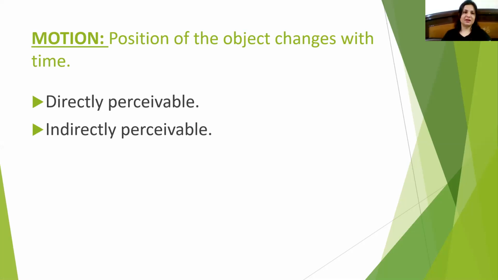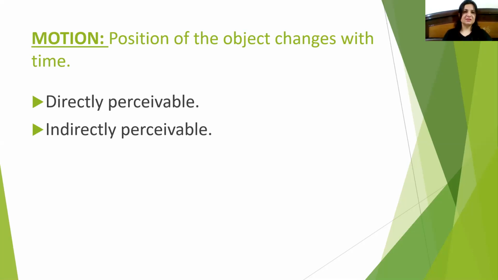Second is indirectly perceivable motion. Indirectly perceivable motions are those which cannot be seen. For example, motion of the air. We can feel the air moving, but we cannot see the air moving, right? So this is an example of indirectly perceivable motion.